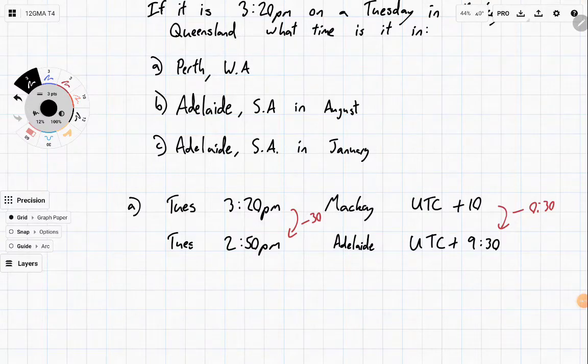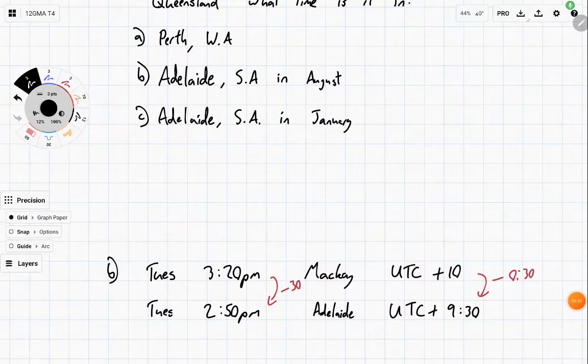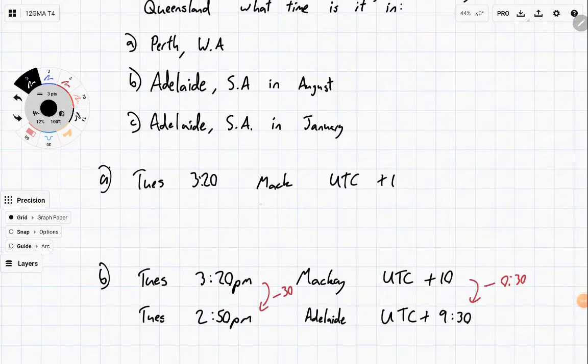However, that's B. That's definitely B. Let me move that down, and let's do A first. Let's try that again, but for A. So for A, same thing. So it's Tuesday, it's 3:20 in Mackay, and it's UTC plus 10, and we want to go to Perth. It's good to know where we actually want to go.